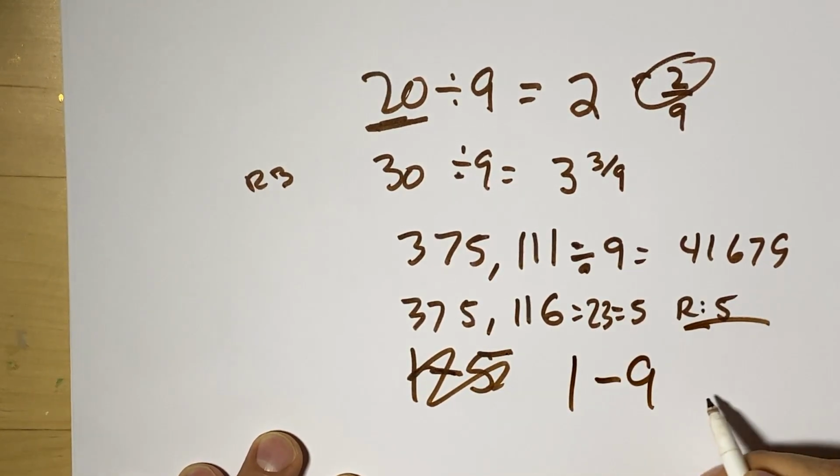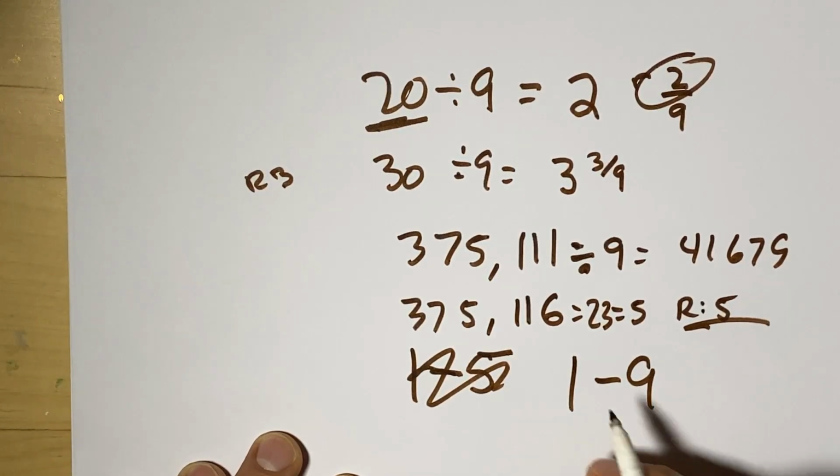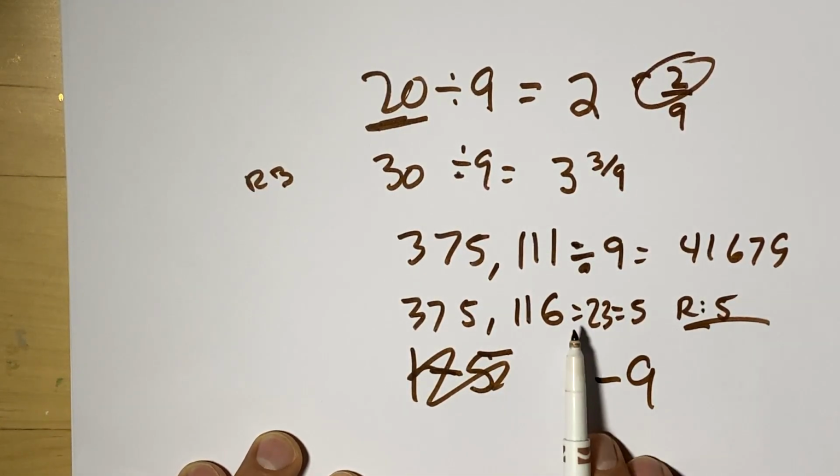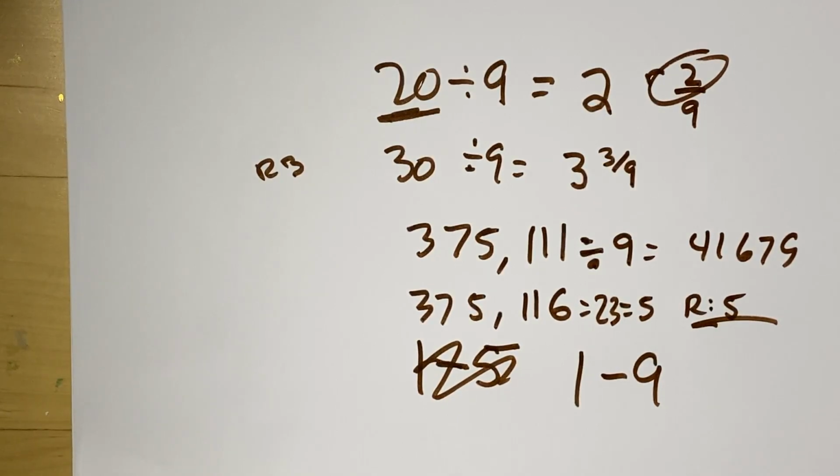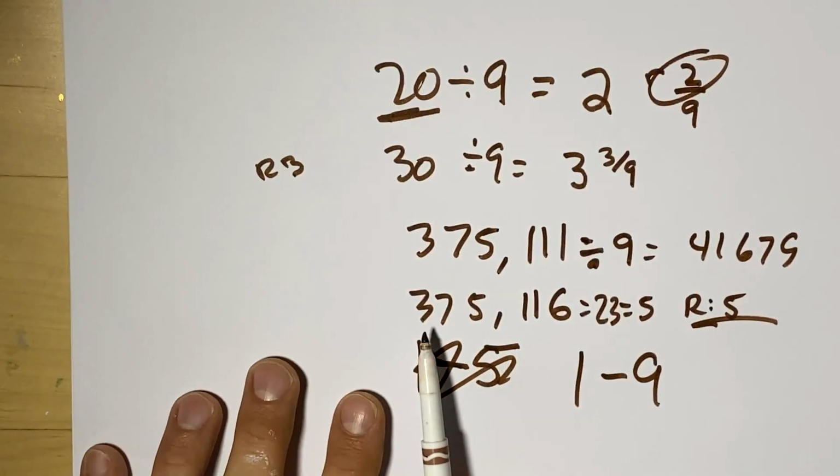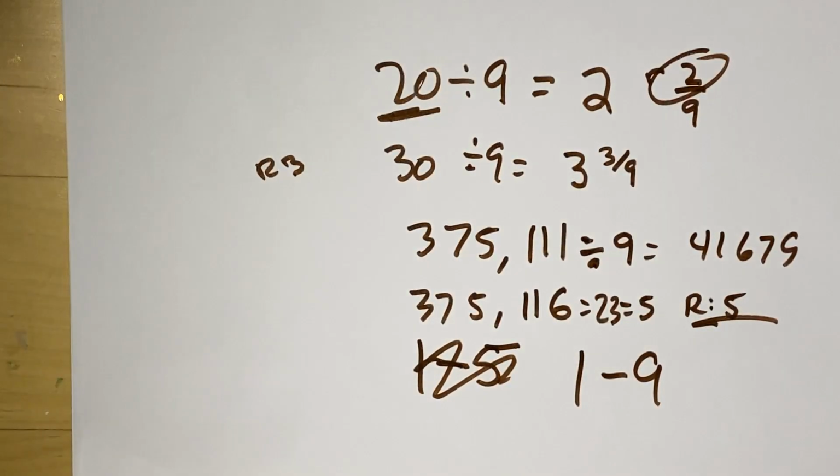Because we're dealing with the system 1 through 9, and because everything is divisible by 9 evenly, we can add up the digits and find the remainder using reductionism. So when we do our numerology reductionism, whatever it adds up to is also going to be the remainder if we were to divide it by 9.